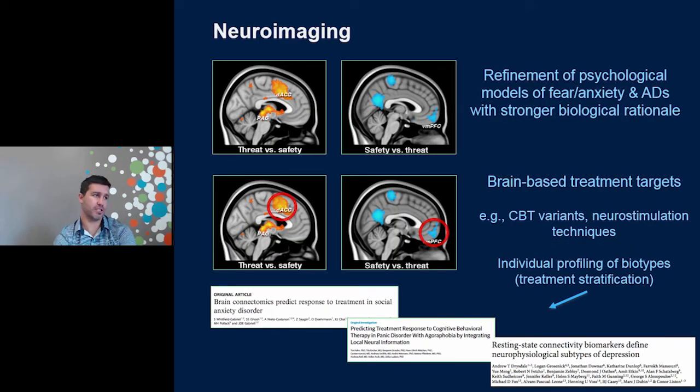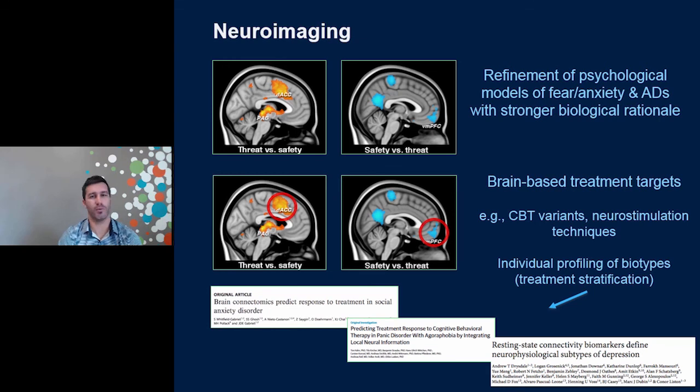I think neuroimaging and neuroscience, of course, are going to play an important role in how we improve our understanding of anxiety disorders and how we might better treat them in the future. On the one hand, I think one value of imaging is to improve our psychological models of fear and anxiety disorders with a stronger biological rationale. If we learn more about the brain mechanisms and processes behind, for example, the subjective experience of fear and anxiety, we can develop better models to think about them and then potentially translate them. This leads on to the next part, which is that work like neuroimaging might also lead to the characterization of brain-based targets for treatment interventions.